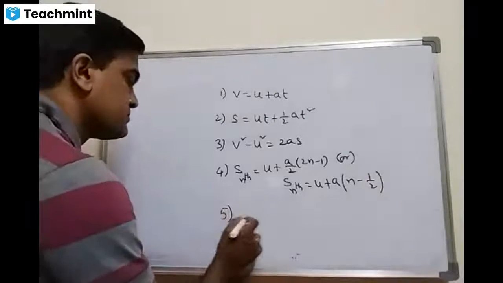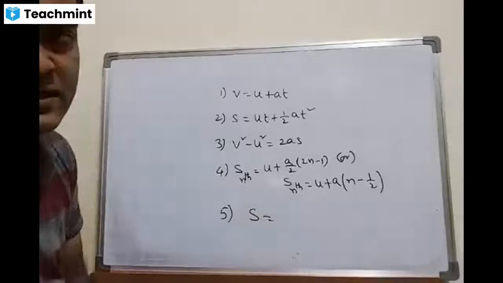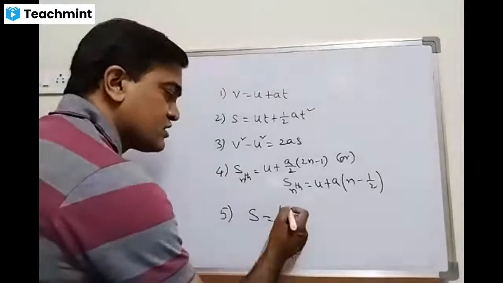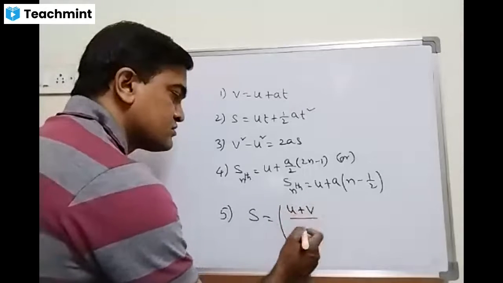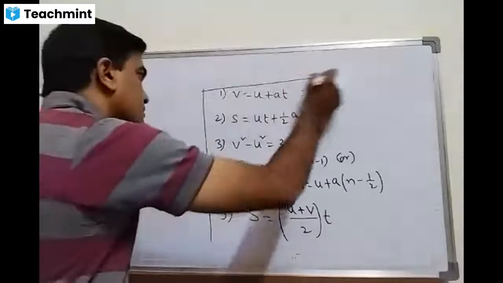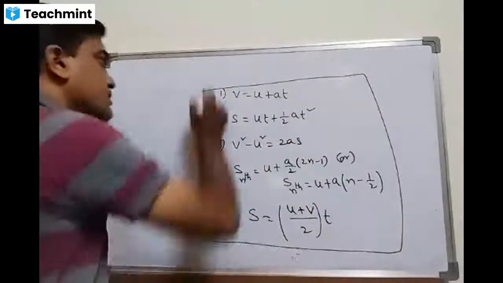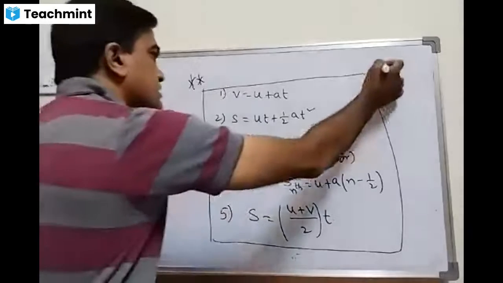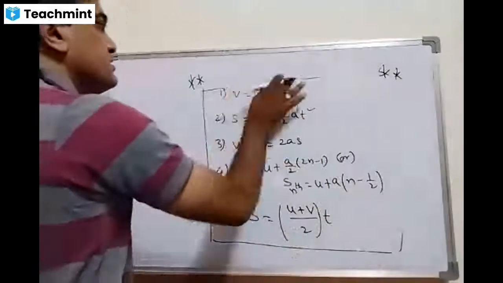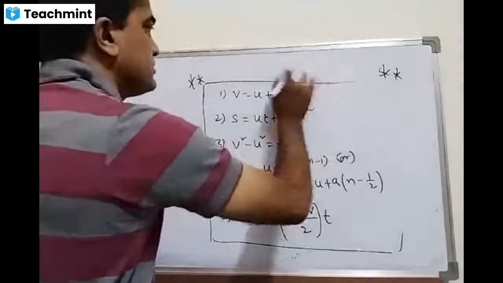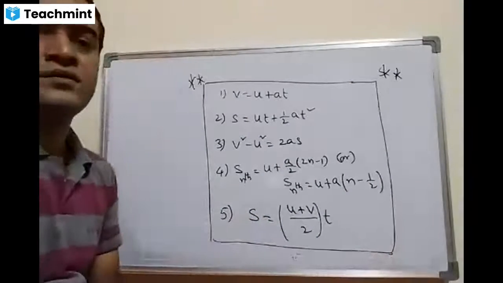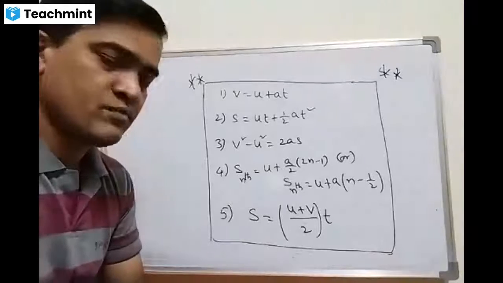And last one, let me write the distance traveled by a particle. S is equal to, when I give you average velocity, then the formula would be u plus v by 2 into t. Very important formulas. Remember this. Okay, so these are the formulas.